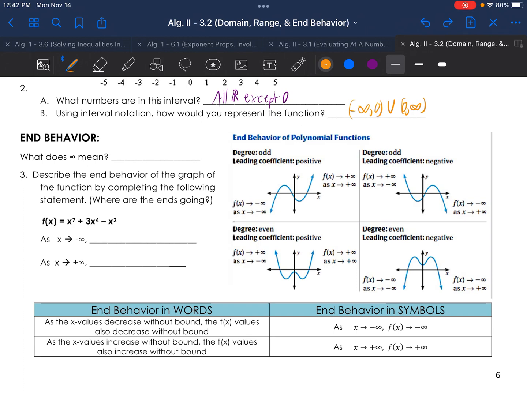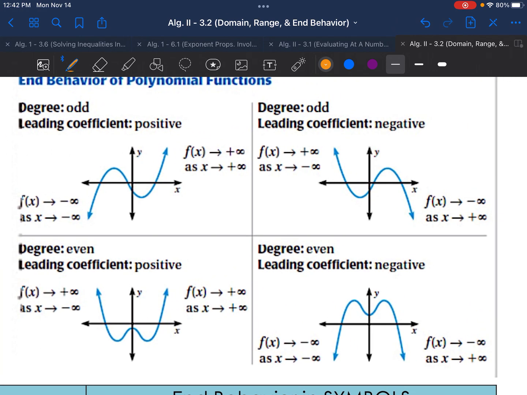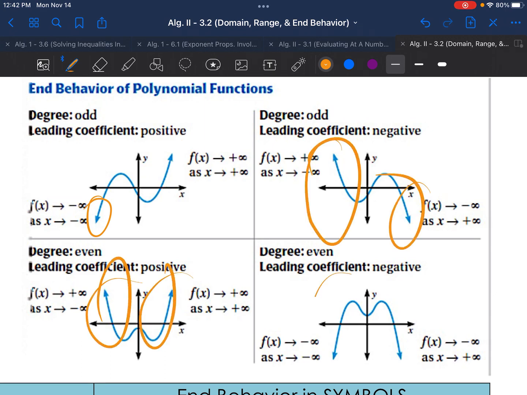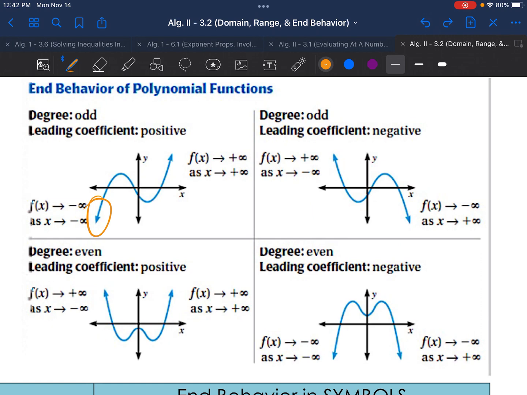All right, end behavior. So what does the symbol mean? Well, it means infinity. Let's make sure we know that. All right. So let's talk about this little table here, so to speak. So this talks about the end behavior. What we mean by end behavior is what are the ends of the graph doing. So what are the left and the right end of the graph doing in each of these? So the left, the right, the left, the right, and so on and so forth.